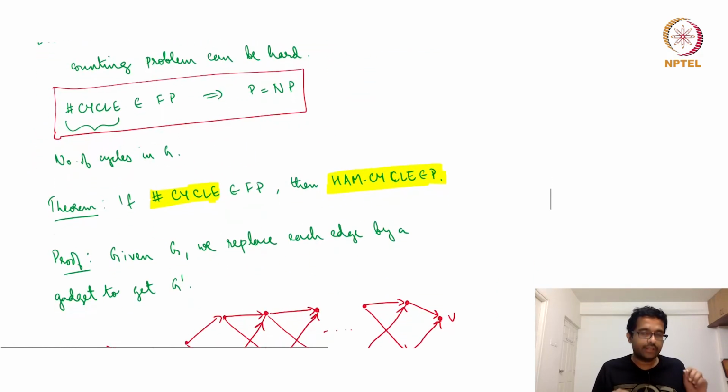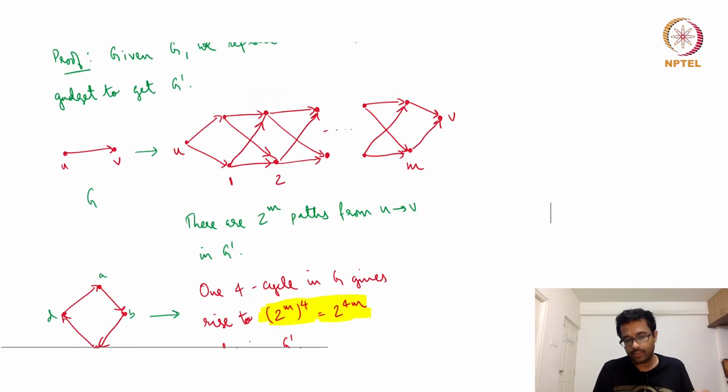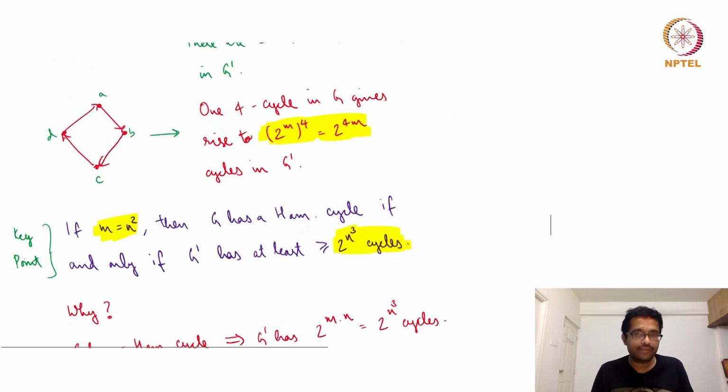We saw that if we can count the number of cycles in deterministic polynomial time, then P equals NP. In other words, even though the decision version is easy in polynomial time, the counting version can become hard. This was a very simple reduction where we replace each edge with a gadget.